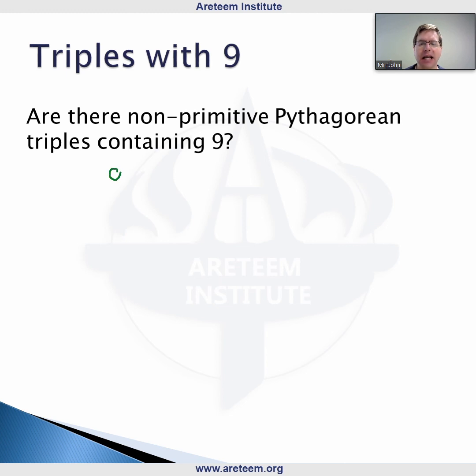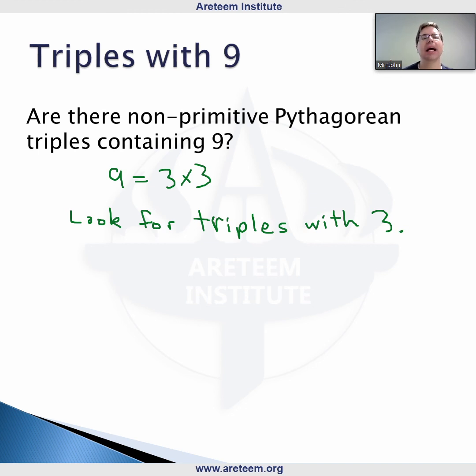Well, because 9 is equal to 3 times 3, we look for triples that contain 3. This is what we might need to look at as our other cases in this scenario. So we look for triples with the number 3 in it. You can't have a triple with 1 in it, that doesn't quite work. So we look for triples with the number 3 in this case.